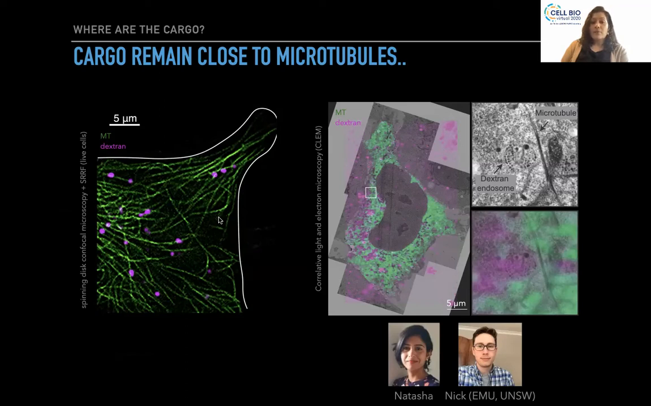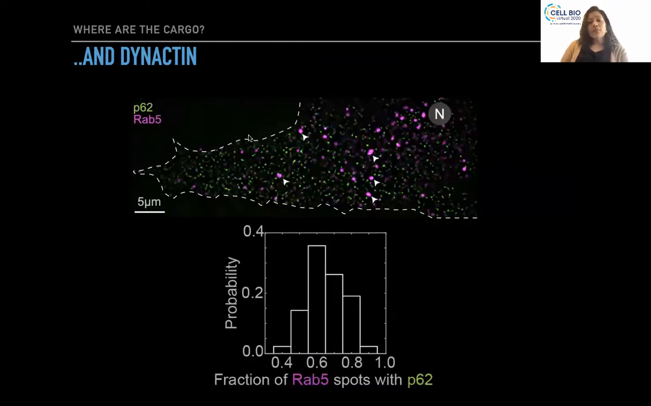So we visualize these in live cell surf microscopy experiments as well as in correlated light and electron microscopy images. And this is work by Natasha and Nick at the EMU division here in UNSW. And also with respect to DYNACTIN, the cargo actually remains associated with, here we're looking at P62.